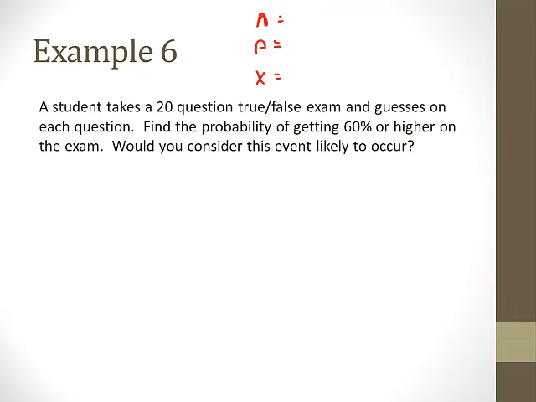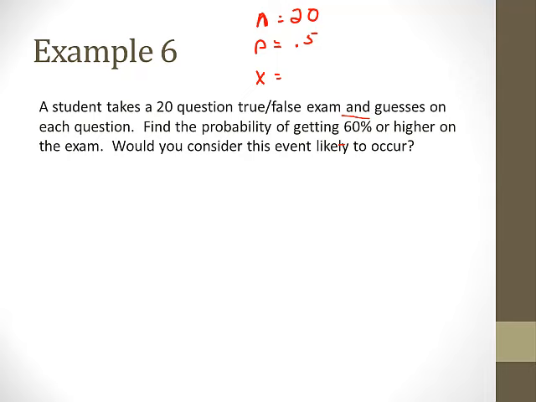20-question true-false exam. So 20 questions. There's my N. The probability on true-false, so getting them right, is what? 50%. 0.5. We want the probability of getting 60% or higher on the exam. So what am I looking for? I'm looking for X, so 60% of what? 60% of 20.